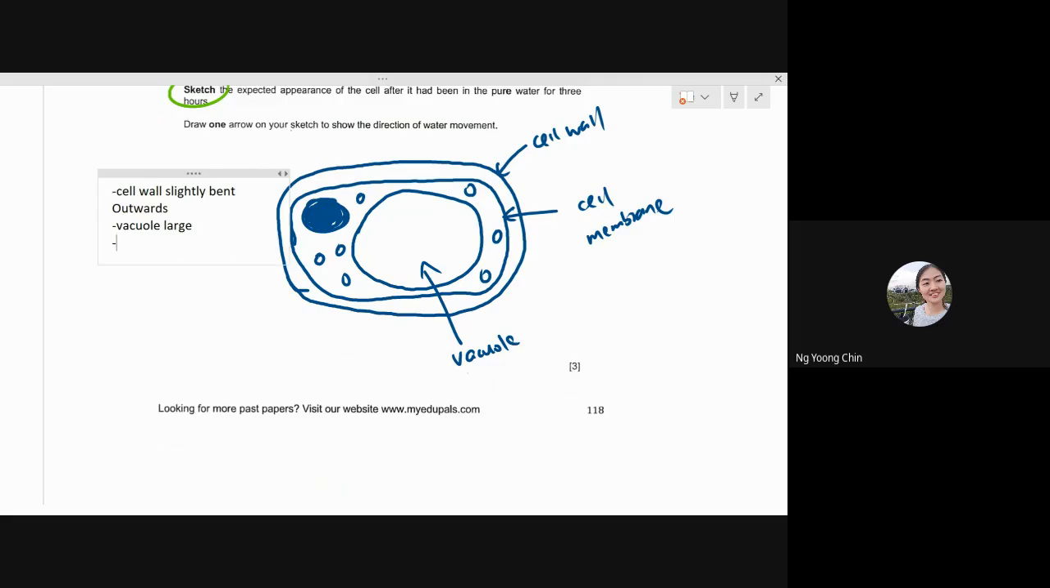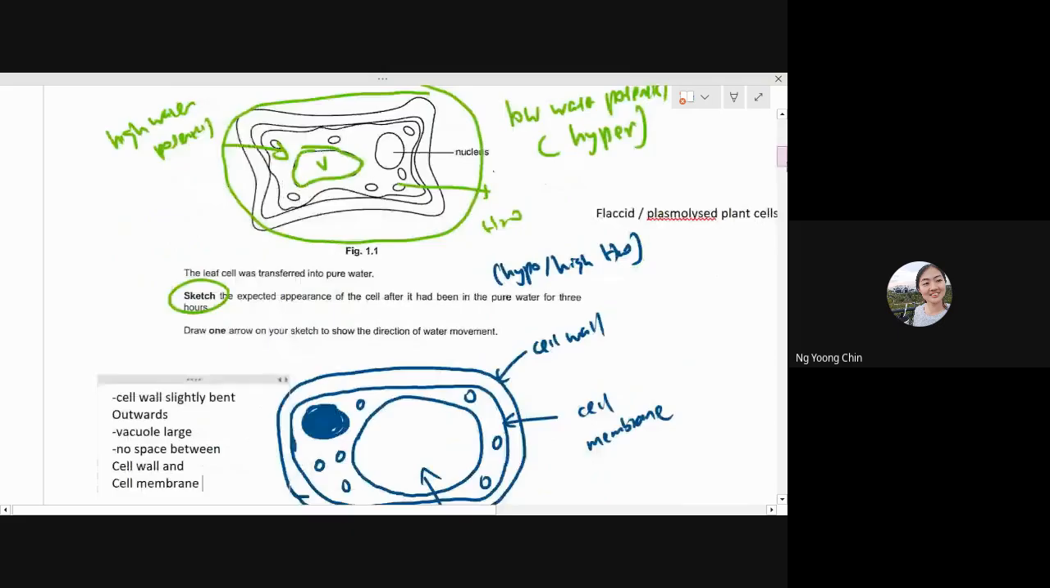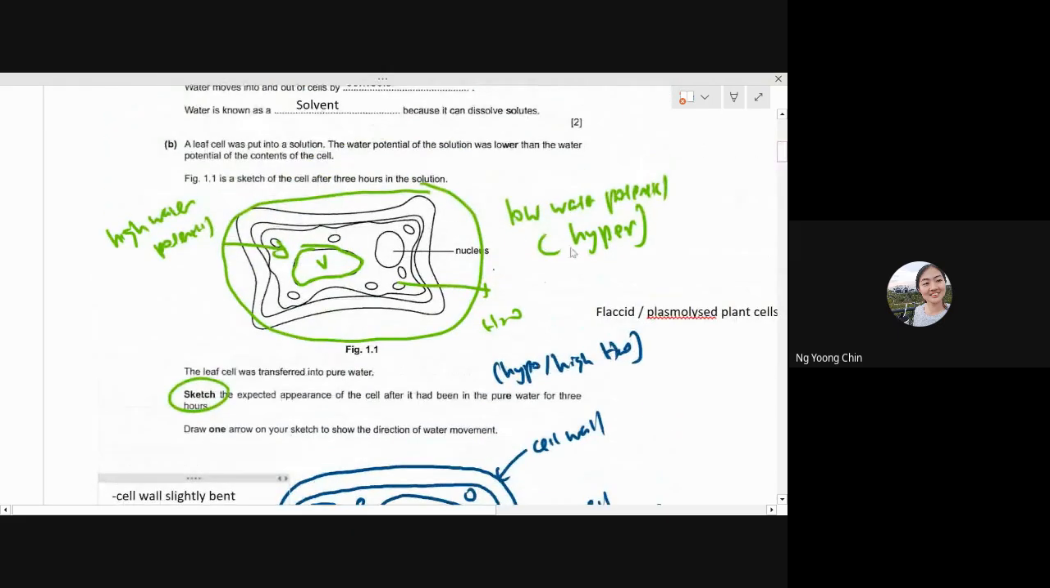And then you should write that there's no space. Can you see any space between the cell wall and the cell membrane? No, right? No space between the cell wall and the cell membrane. In the flaccid cell, they have the space, which is here. See, this is the space between the cell wall and the cell membrane.